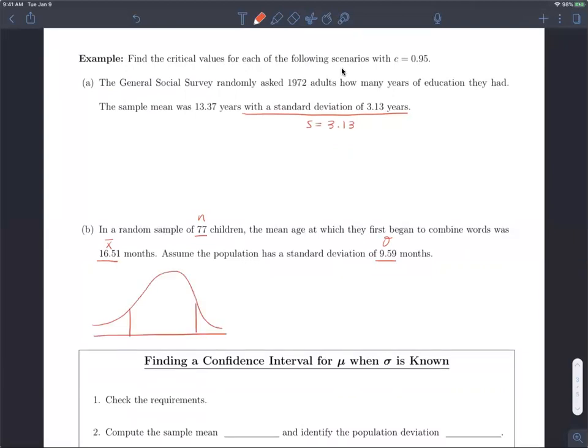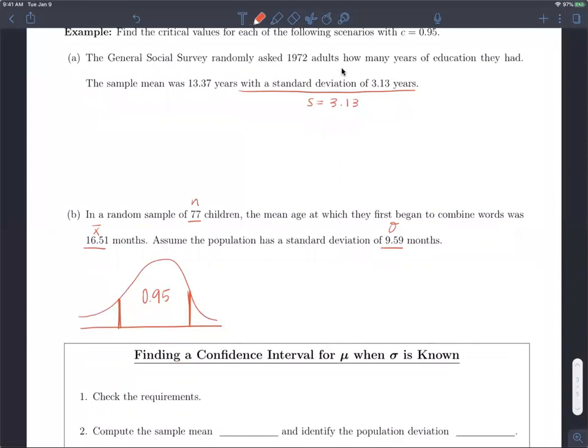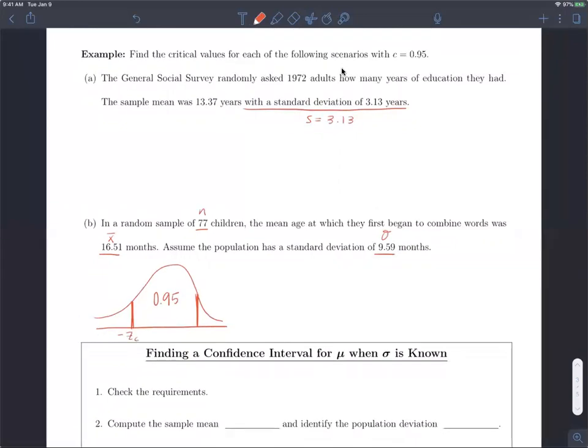C is 0.95, and C is always the values in the middle of the critical values that we want to find. So if I'm told that this is 0.95, and I want to find negative Z sub C and positive Z sub C, what can I do? What function in my calculator should I use to find negative Z sub C? So think about it this way. How did you find the critical value when you were doing hypothesis tests? What function in your calculator did you use for those?